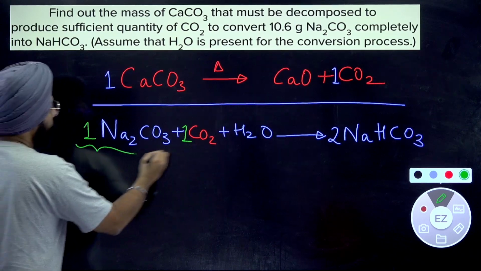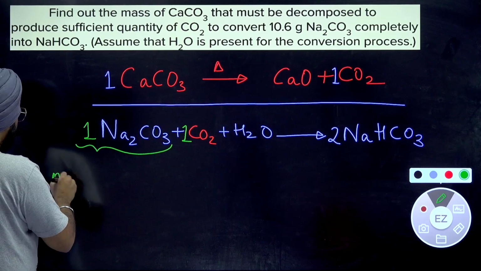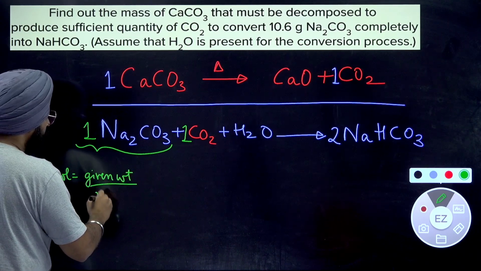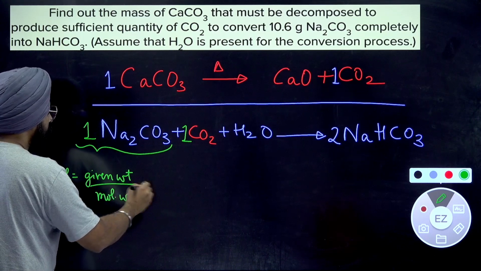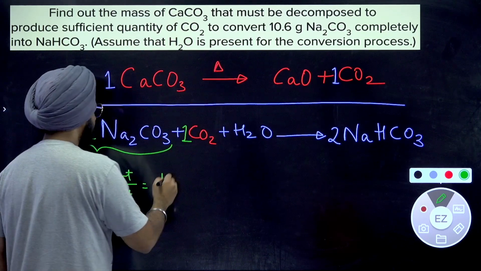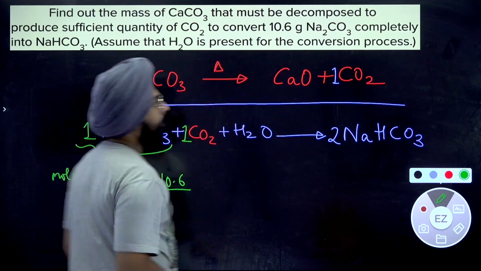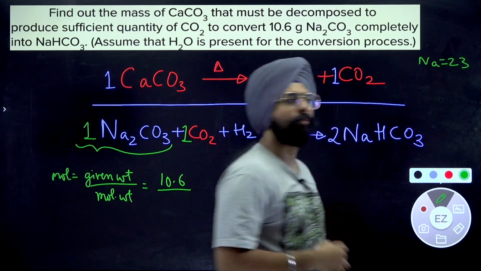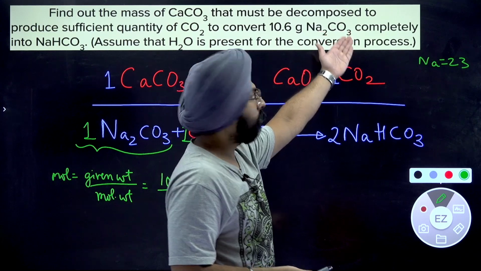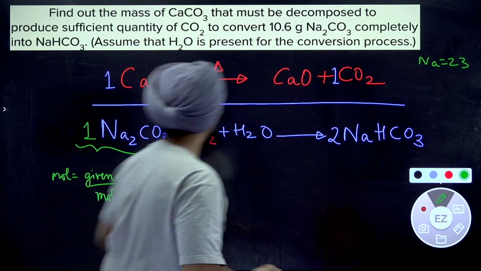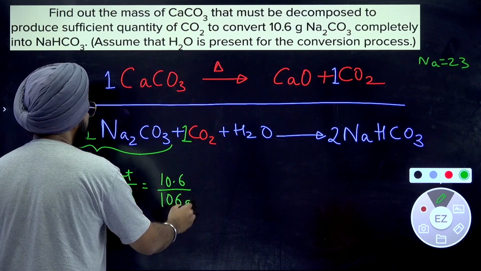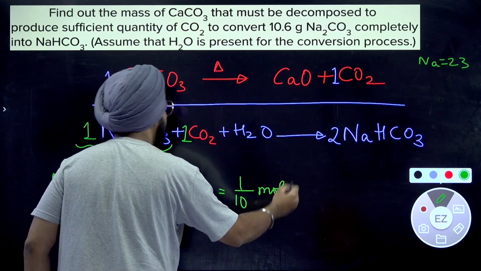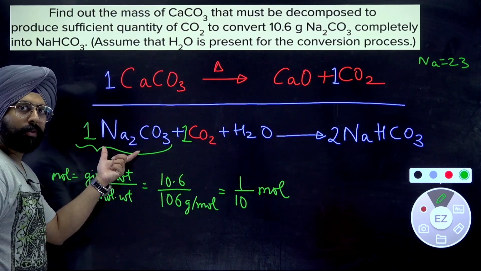So for Na2CO3, how do I figure out the number of moles? The number of moles are equal to given weight divided by molecular weight. What's the given weight? 10.6 grams. Divide by molecular weight. What's the weight of sodium? Sodium's weight is equal to 23 grams per mole. Carbon is 12. Oxygen is 16. If you do the calculation, you'll realize the mass is 106 grams per mole. So this gives me 1/10 of a mole. That's what we are starting with.